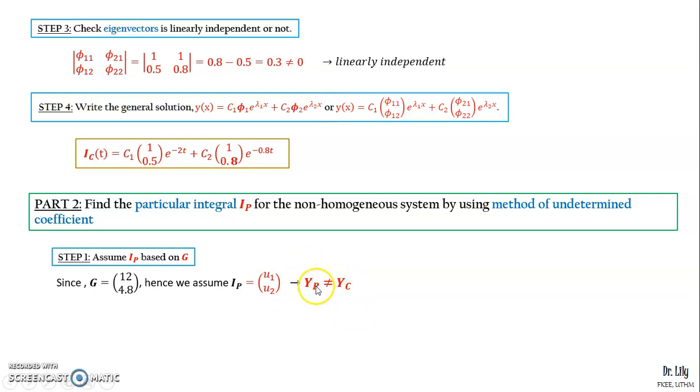Dia bukan Y tapi dia I. Okay, IP tak sama dengan IC. So, bila dia tak sama, kita boleh terus cari IP prime. So, IP prime equal to 0 and 0. Okay, because here is constant, you differentiate over t, you dapat 0 lah.